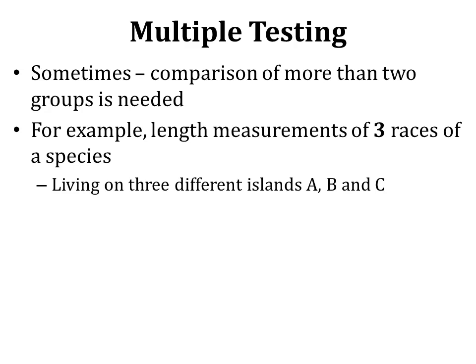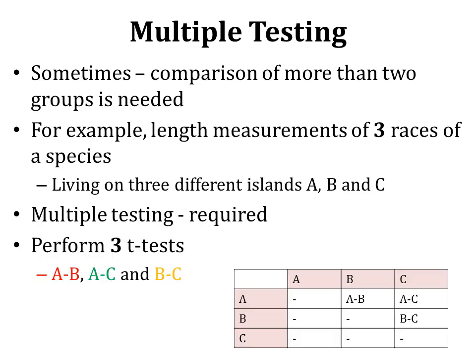But how are we going to apply the t-test here? Because the t-test allows the comparison of only 2 samples, but now we have 3 samples. So what are we going to do? We are going to do multiple tests. In this case, we are going to perform 3 t-tests: the comparison of A and B samples, A and C samples, and B and C samples. Because the t-test allows the comparison of only 2 samples at a time, we have to perform 3 t-tests if we have 3 samples, right?